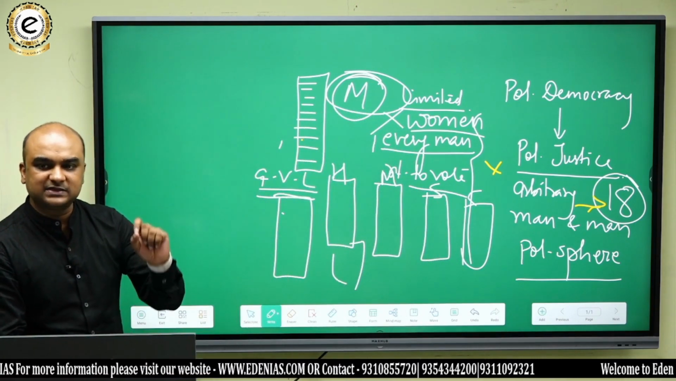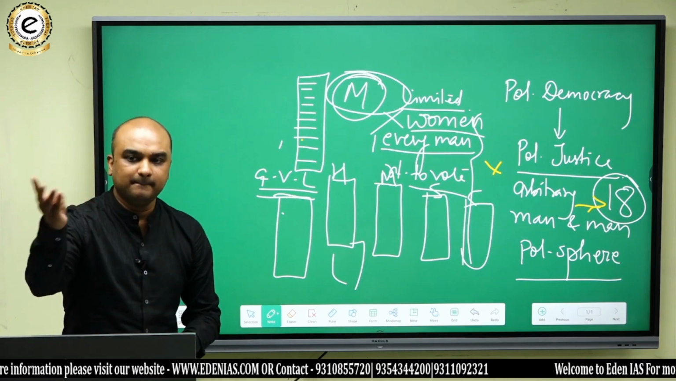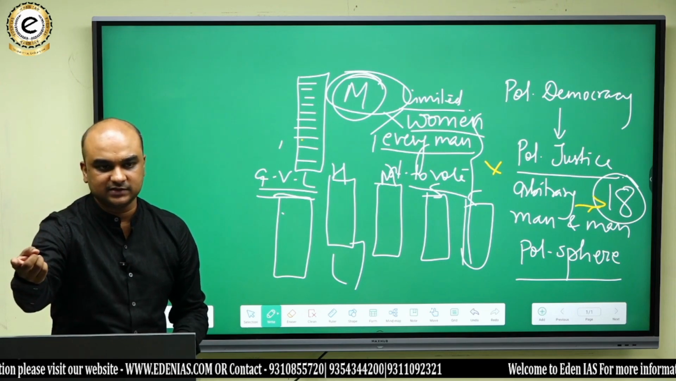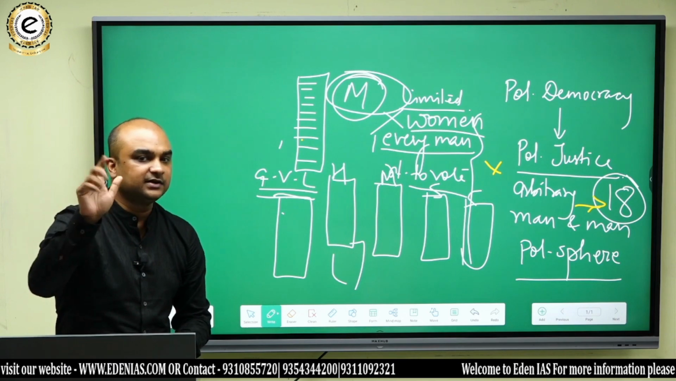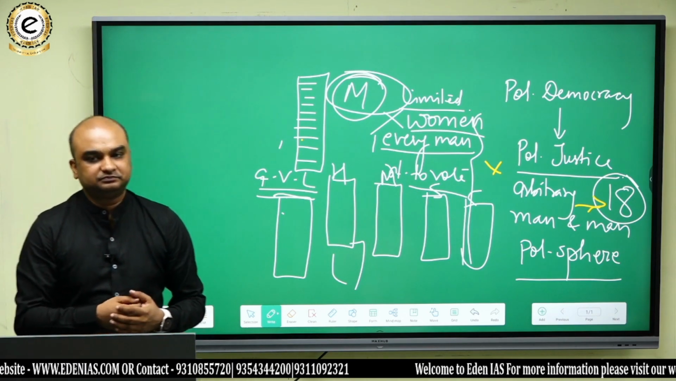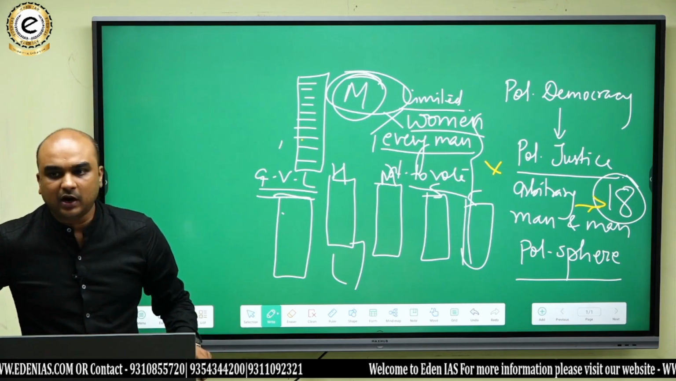See, when the words man and man are used, what does it mean? Man and man, man and woman, woman and man, woman and woman. Do you understand that? Between nobody there will be any arbitrary distinction. Do you get that? Again, you know that the Constitution completely abolishes untouchability through Article 17.